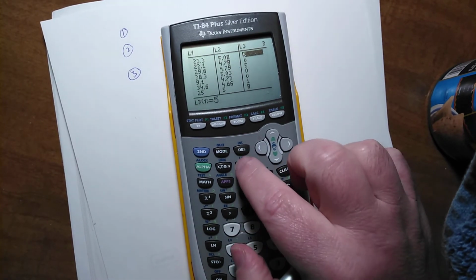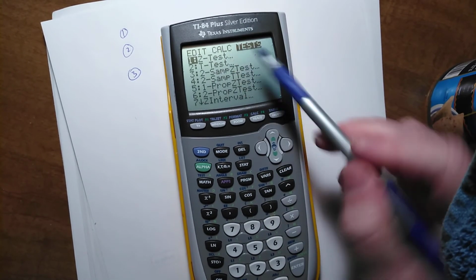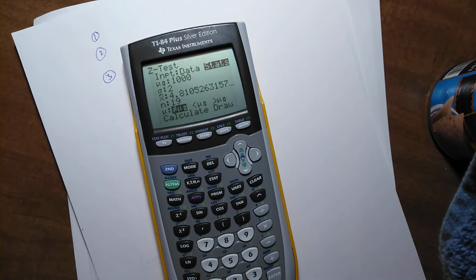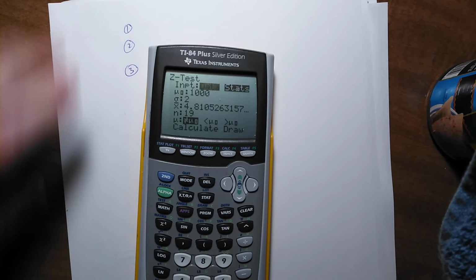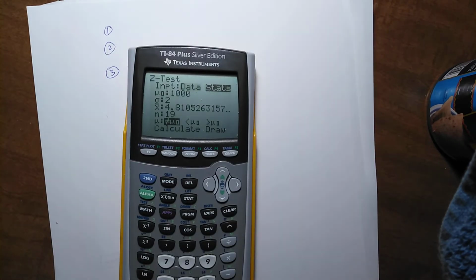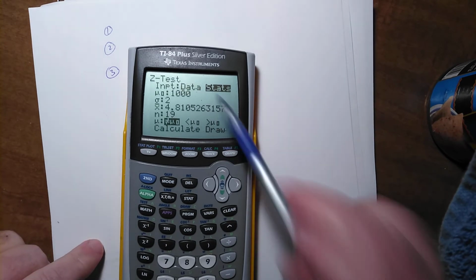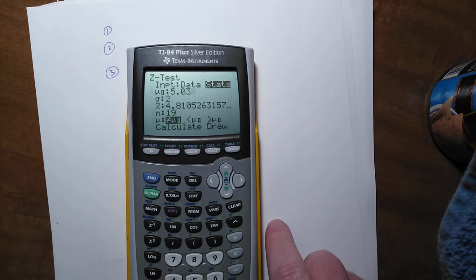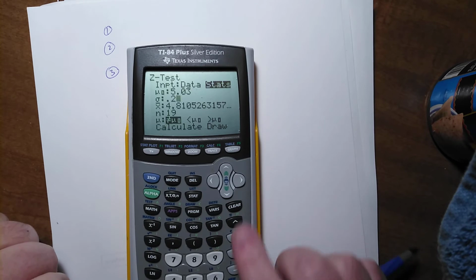So we're going to go to stat. I'm going to go to tests, and again, we're going to pick that first one. It's a z-test. That's the one we're working with. It says enter. And in this case, instead of entering the values myself, I'm going to say data. My mu was 5.03, so we have to change that a little bit. The standard deviation was 0.2, not 2.